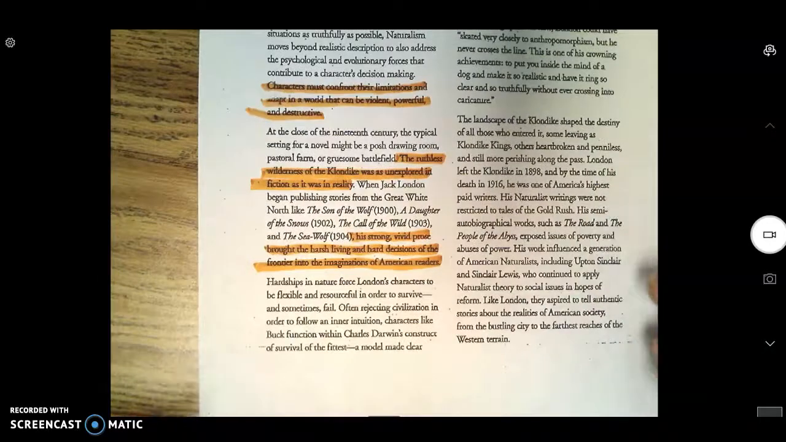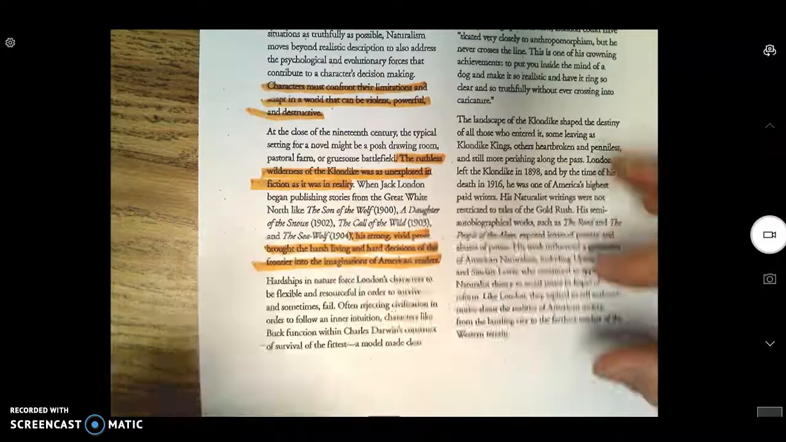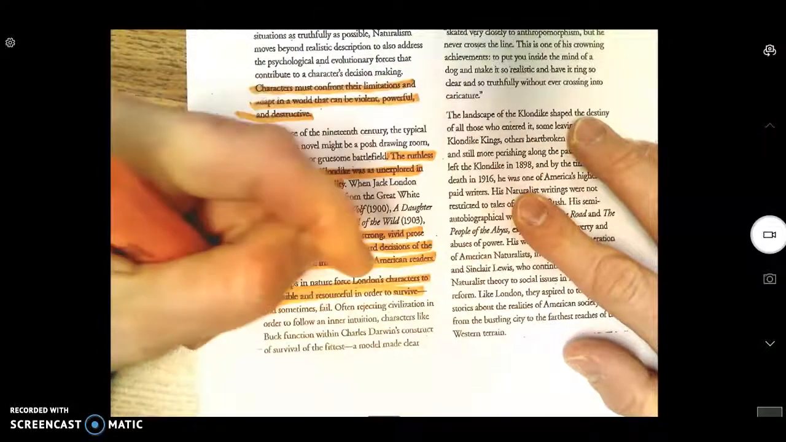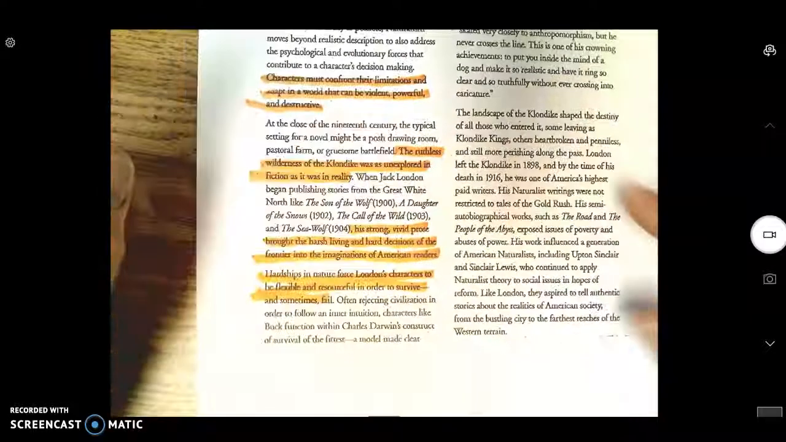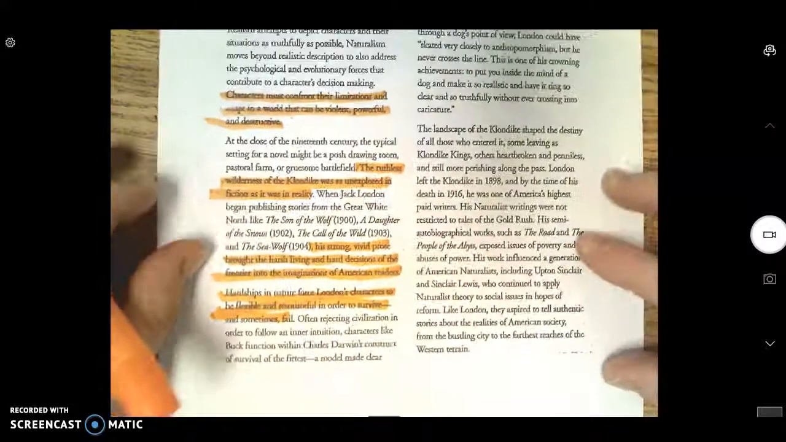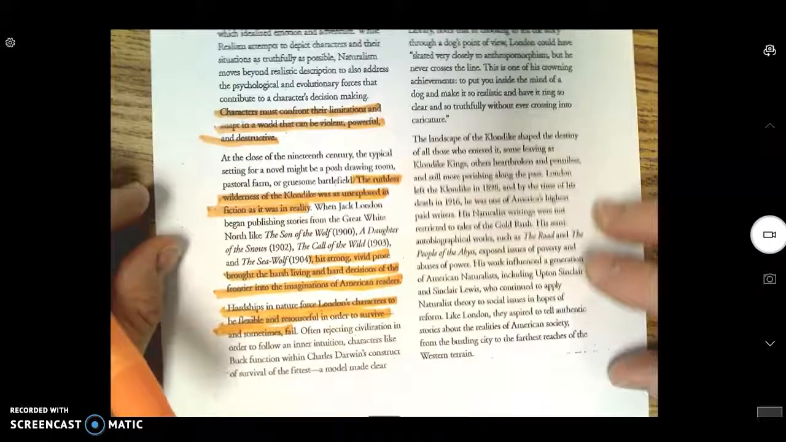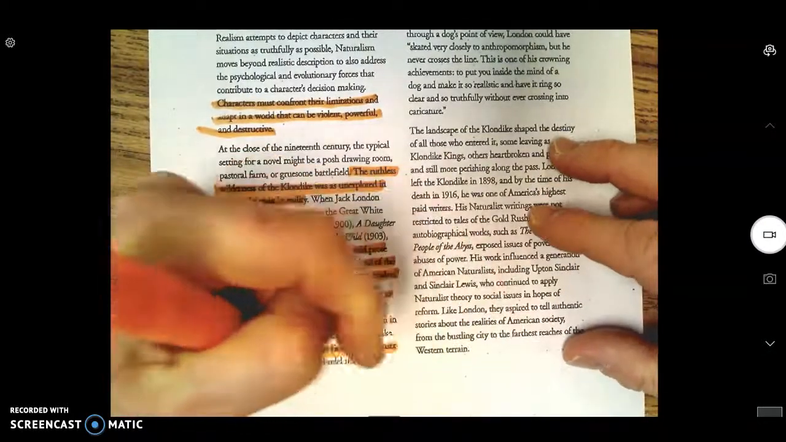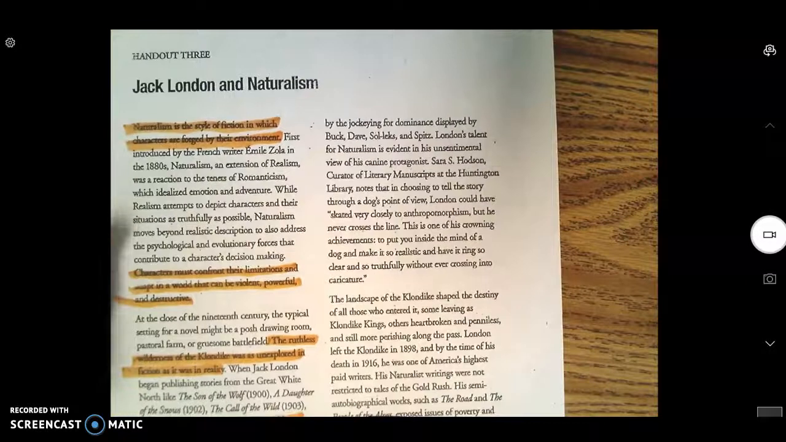Hardships in nature force London's characters to be flexible or resourceful in order to survive, and sometimes fail. So let's highlight that. Boom. After rejecting civilization in order to follow an inner intuition, characters like Buck function within Charles Darwin's construct of survival of the fittest. I'm going to highlight that part. A model made clear by the jockeying for dominance displayed by Buck, Dave, Sol-leks, and Spitz.